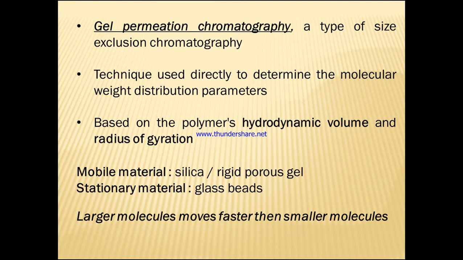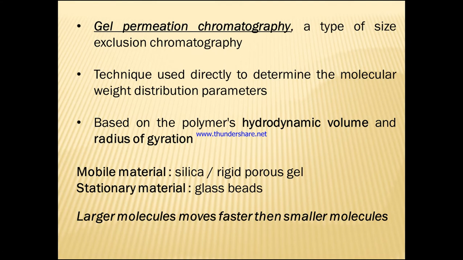So larger molecules move faster than smaller molecules here. Based on this, we go for the classification of the nanomaterials. In this we are going to use a gel material and glass beads. By the hydrodynamic volume and radius of gyration, the material goes for filtration here.